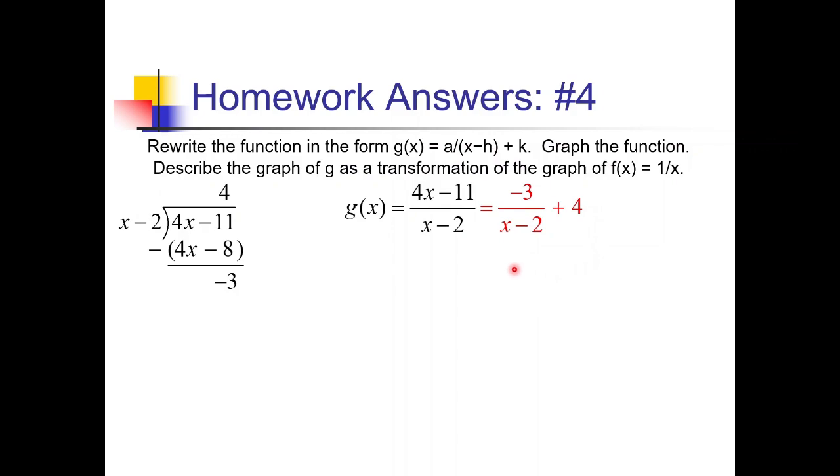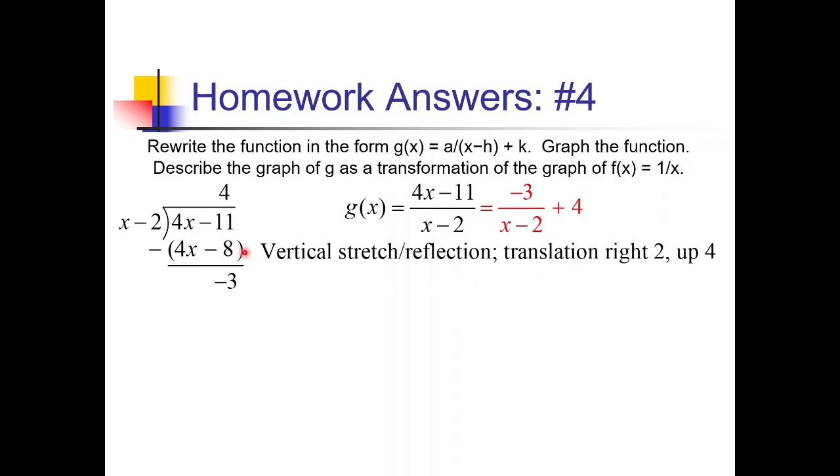So in terms of transformations, the negative up here gives us a vertical reflection. The 3 gives us a vertical stretch because it's 3 times the function basically. And then the -2 down here is a translation of 2 to the right. The 4 here, we're going up 4 for that translation. So vertical stretch and reflection, and translation right 2, up 4.